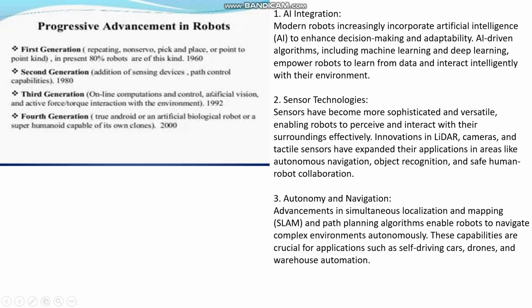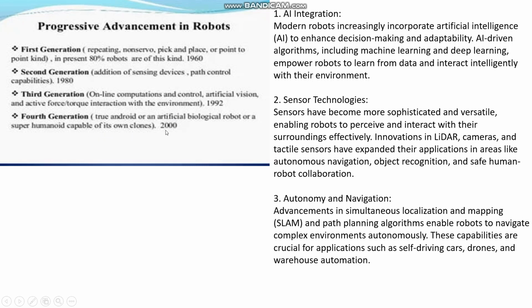At 1992, the robots were used for various purposes, like observing the environment and taking decisions. So that role was given to the robot. This is a little bit of advancement of sensor technology. Coming to the fourth generation, it's almost a true android or biological robot or super humanoid capable of cloning.